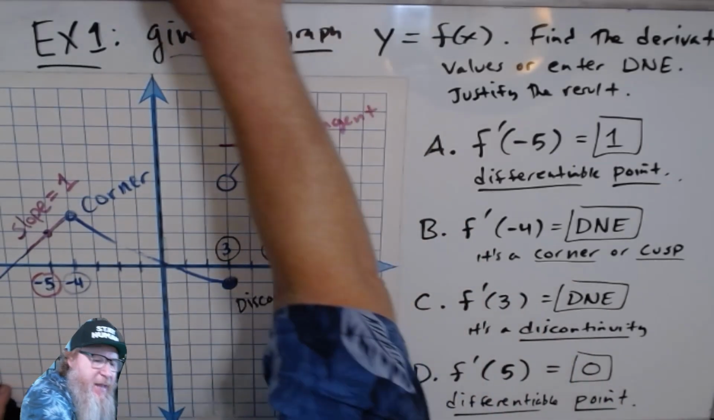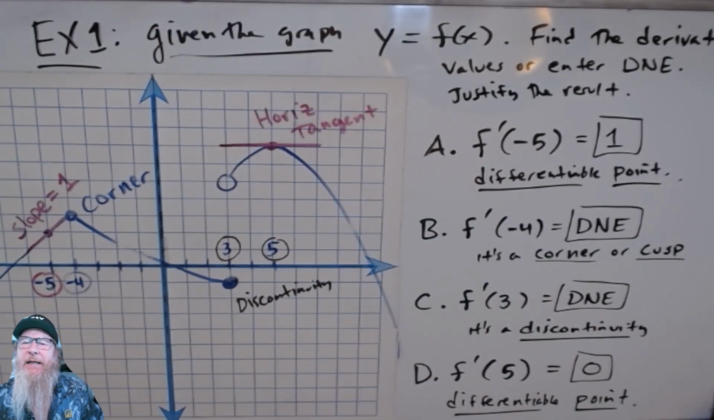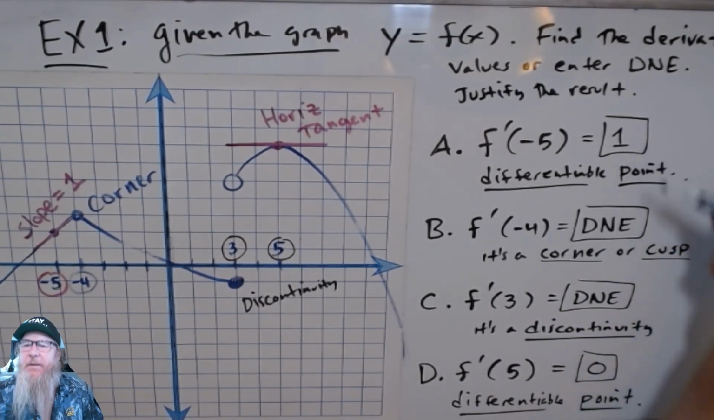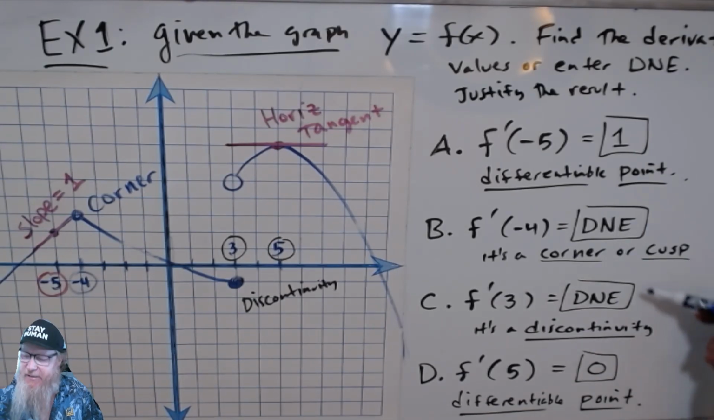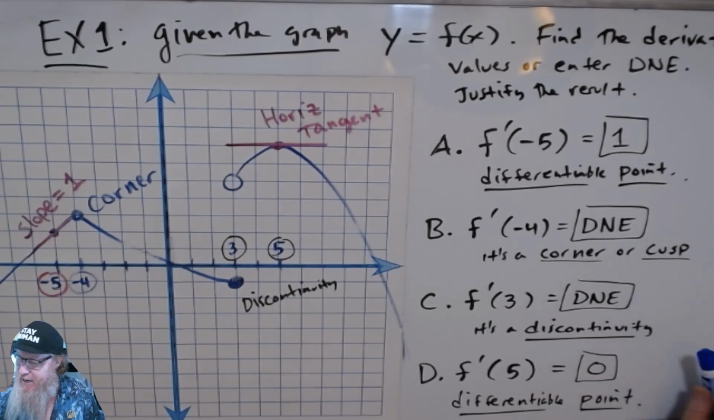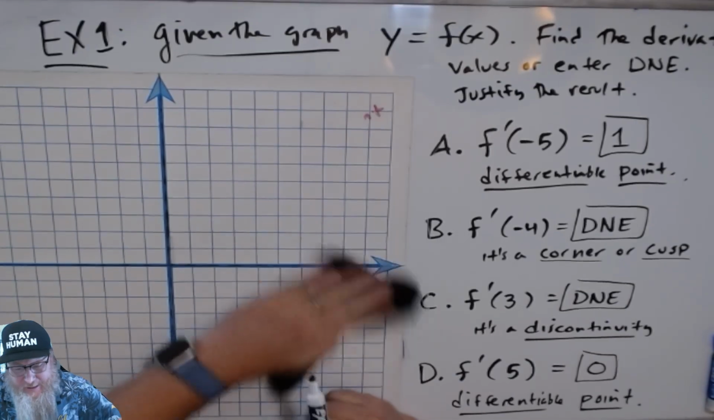So there you go. That is your introduction to differentiability. So again, if it is differentiable, then you give me a number for the answer, for the derivative. If it's not differentiable, then you tell me DNE, and then I may ask you to justify how you got your answer, how you came up with that.